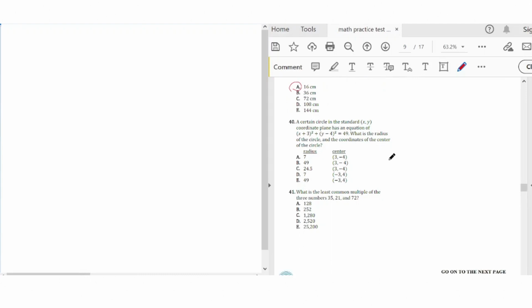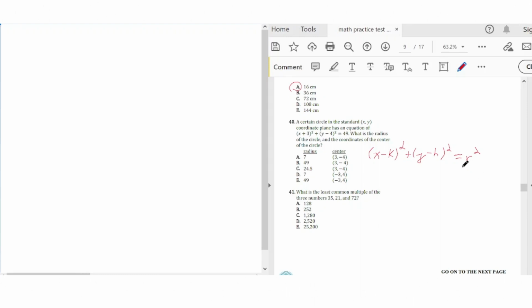Moving on to 40. A certain circle in the standard xy coordinate plane has this equation. What's the radius? What are the coordinates? All right. So for this one, you kind of have to have the formula for the conics memorized. Now, here is the circle equation. You might sometimes see this written as (x - h) squared and (y - k) squared, but it's pretty much the same thing, same information being conveyed here.